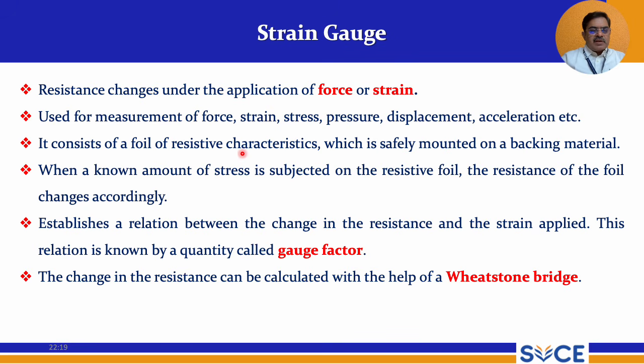It consists of a foil of resistance characteristics. Foil is a material, and I will show you the foil also, which is safely mounted on a backing material. So backing material is provided, and on this it is mounted. When a known amount of stress is subjected to the resistive foil, the resistance of the foil changes accordingly. So the resistance of the foil will change when the stress is applied. A known amount of stress establishes a relation between the change in resistance and the strain applied. This relation is known by the quantity called gauge factor.